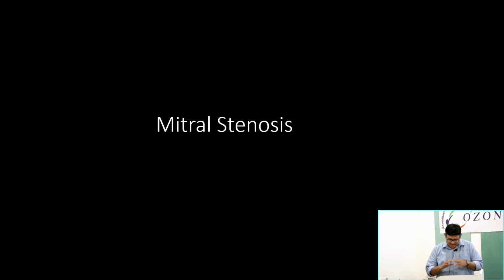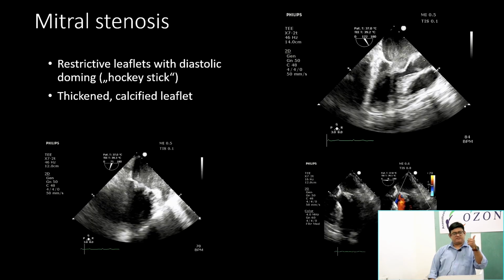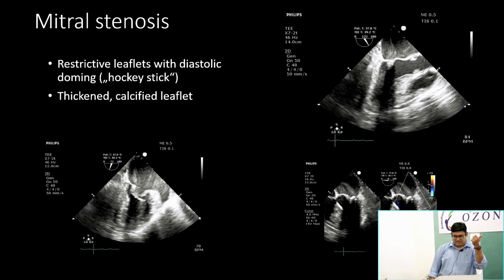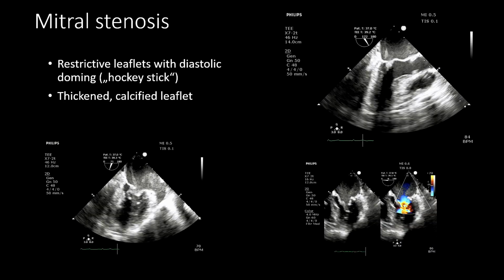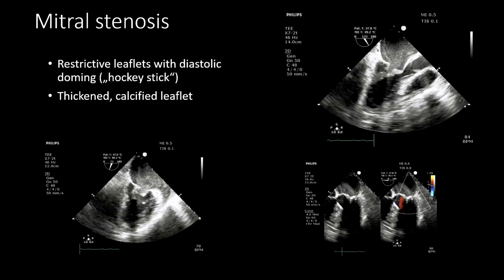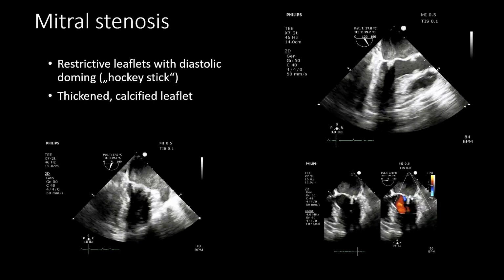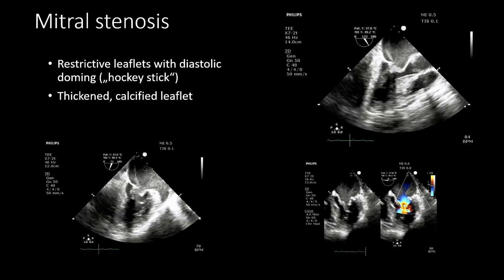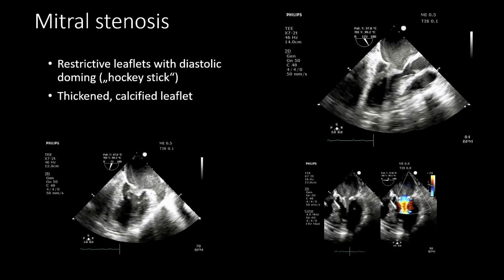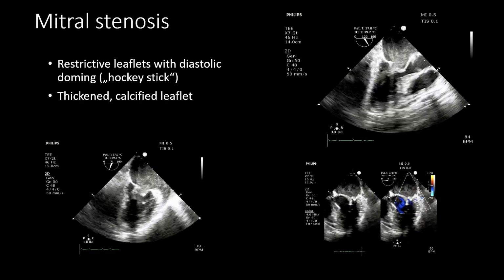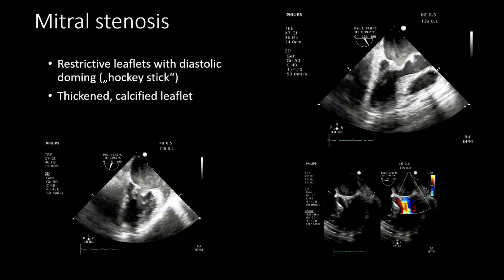Mitral stenosis is not as vast as mitral regurgitation. In mitral stenosis, what you see in morphology is restrictive leaflets with diastolic doming. That is your characteristic hockey stick appearance. This is because both leaflet tips are fused along the commissures and only the free body of the leaflet is moving. That is why it produces a typical hockey stick appearance.